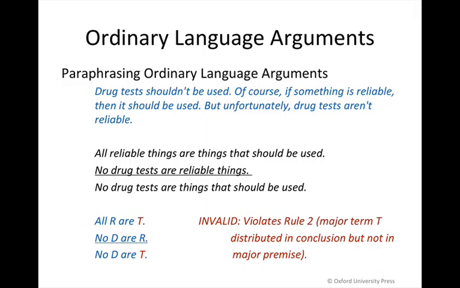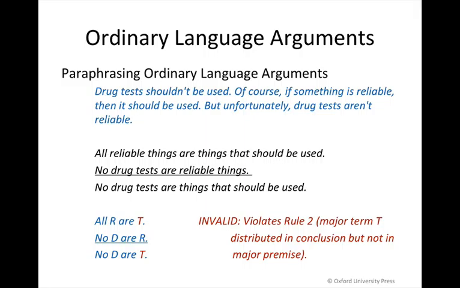In addition, you need to look at the fact that we have in our second sentence the conditional claim, if something is reliable, then it should be used. And we should remember that the if-then statement is standardly translated as a universal, and since there's no negation here, it's a universal affirmative. Now go ahead and cast your eyes down to the conclusion as it's written in standard form. No drug tests are things that should be used.